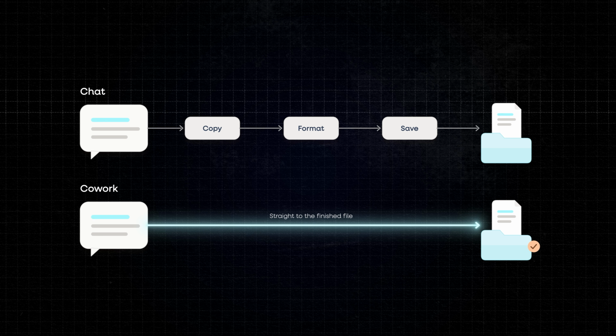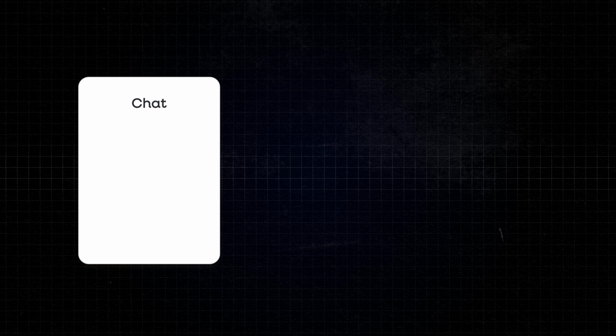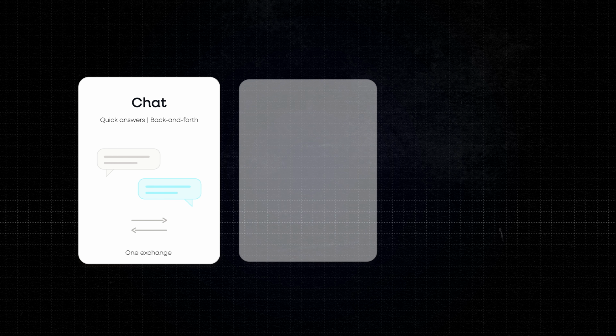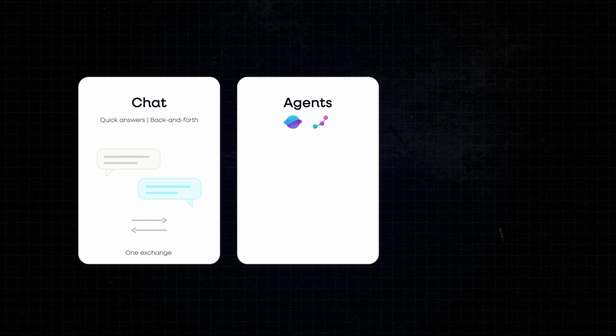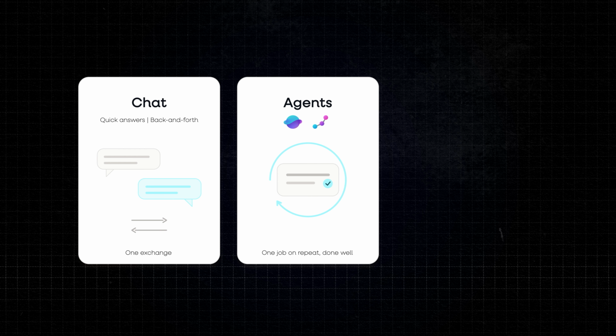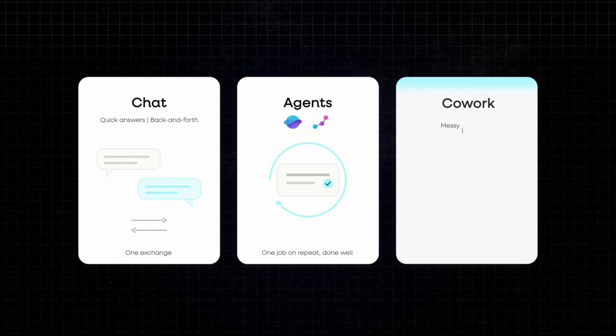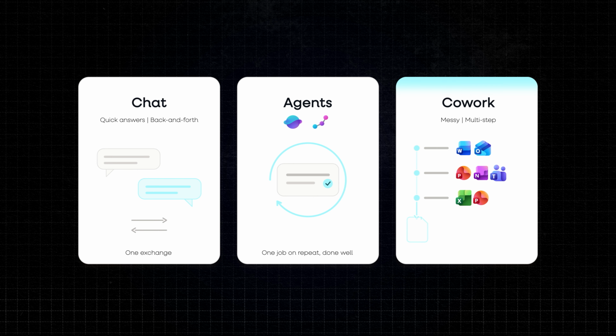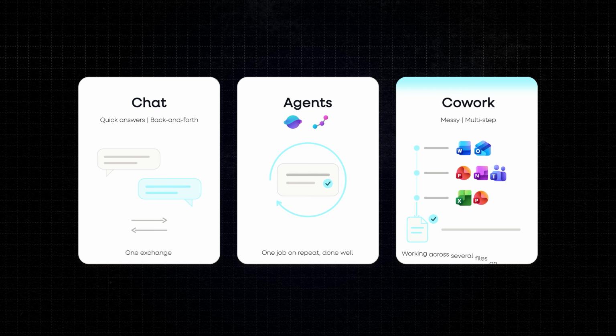And this is exactly what Cowork is. You see, Copilot has a few features that all sound very similar, but they are actually quite different in what they perform best. On one side, you have chat, which is mainly for quick answers or anything that requires going back and forth with Copilot. Then you have agents, like for example, researcher or analyst, and they are for one very specific task that you might repeat many times, and they are able to do that single job really well. And Cowork is more for that messy, multi-step workflow that requires interacting with several apps.